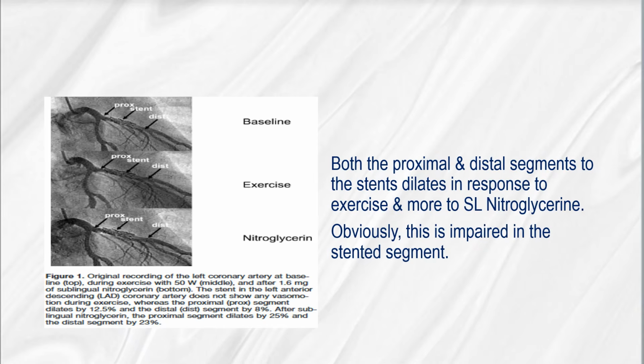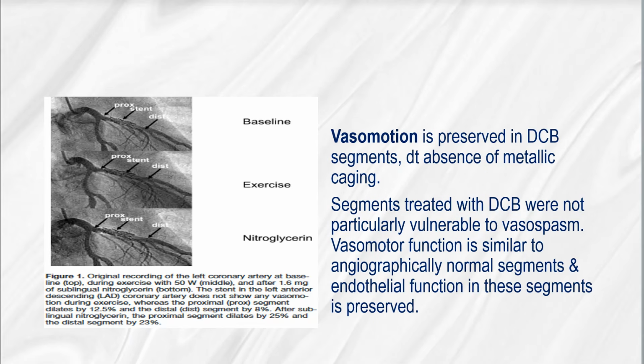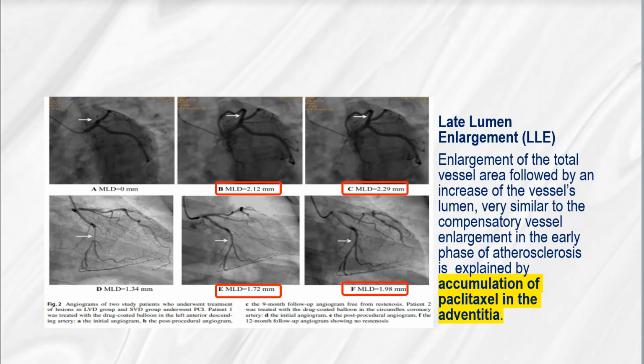Both the proximal and distal segments to the stents dilate in response to exercise and more to sublingual nitroglycerin. Obviously, this is impaired in the stented segment. Vasomotion with no vulnerability to vasospasm is preserved in segments treated with drug-coated balloon due to absence of metallic caging. Endothelial function in these segments is preserved. In segments treated with drug-coated balloon, there is enlargement of the total vessel area. This is followed by an increase in the vessel's lumen area.